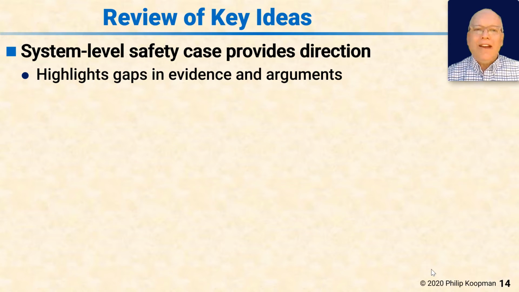Let's recap some key ideas. The system-level safety case is required by 4600 and it provides direction for safety. It highlights gaps in evidence and arguments so that when you think something is true, you actually have a concrete reason to believe that and you can point to it and say, yes, this is why it's true.